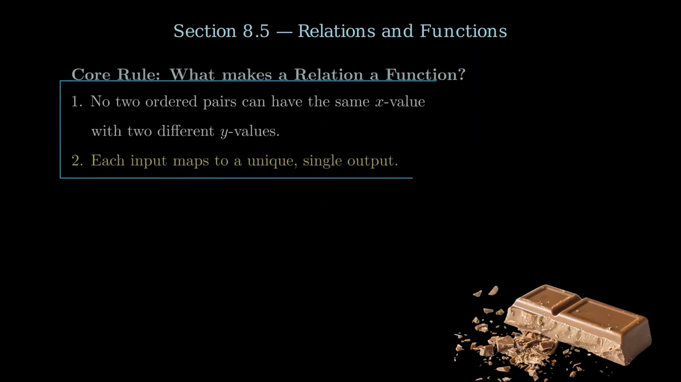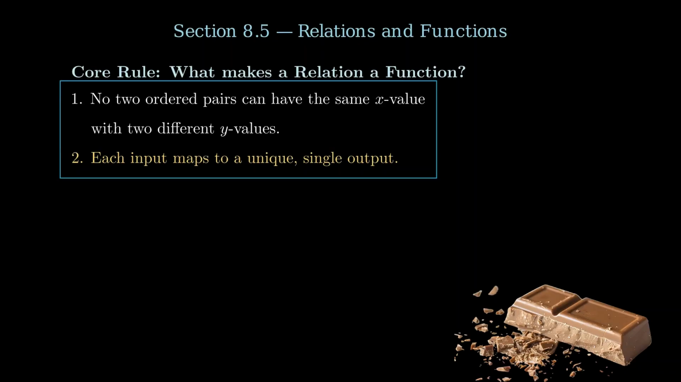A relation is any set of ordered pairs without restriction. However, a function is a special type of relation. In a function, no two ordered pairs can have the same x value but different y values. This means each member of the domain maps to a unique member of the range.